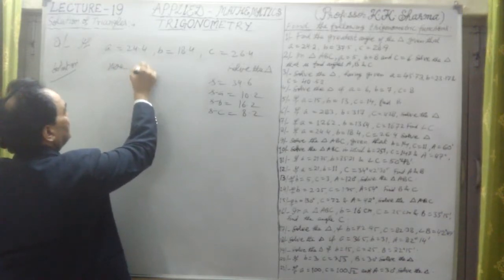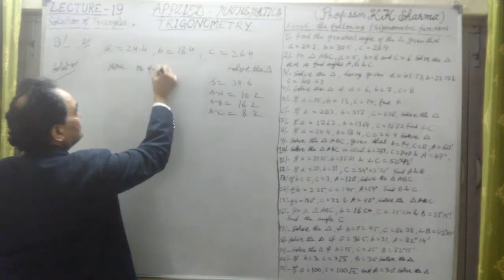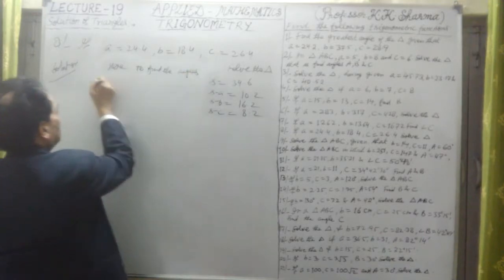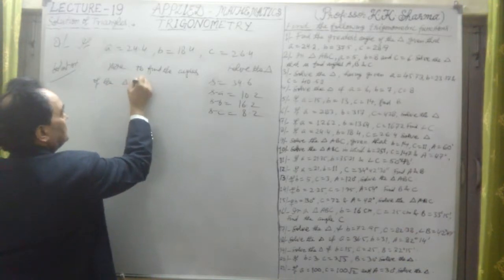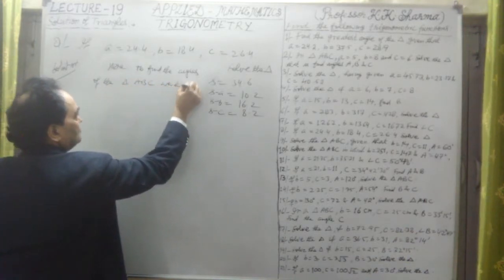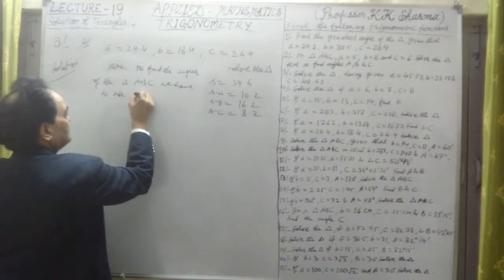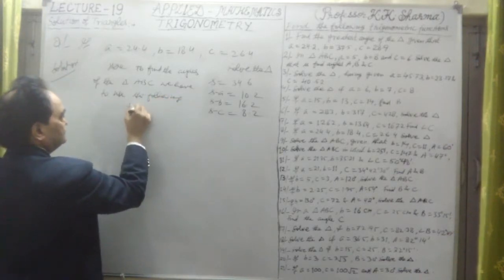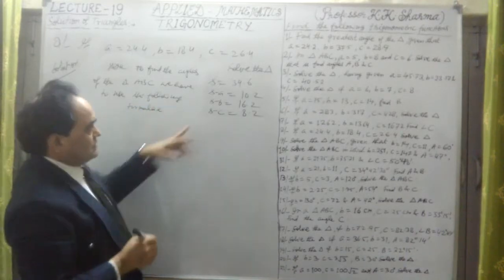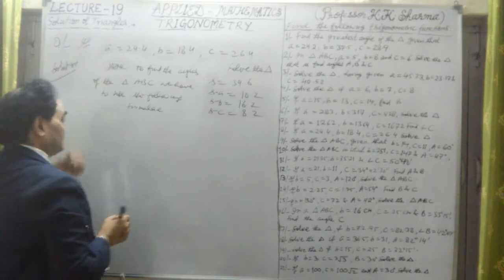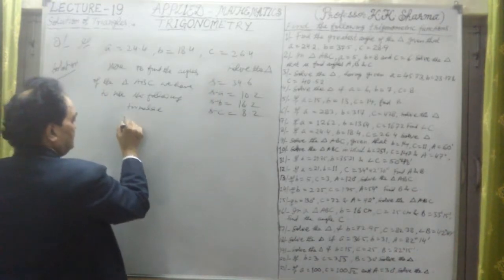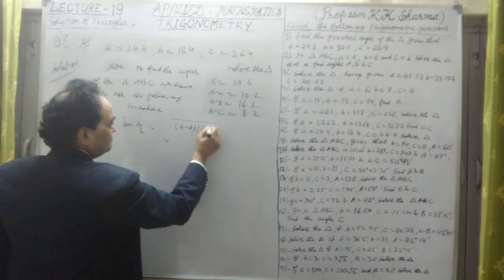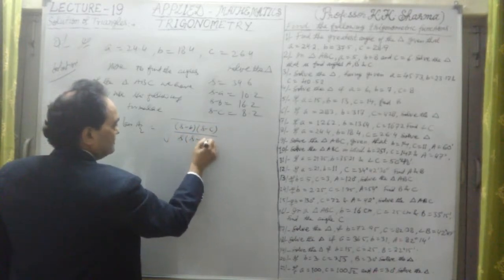So here, to find the angles of the triangle ABC, we have to use the following formula. Why? Because these values we have already calculated: S minus A, S minus B, S minus C, the differences of the sides and the semi-perimeter. So tan A by 2 is given by the square root of S minus B into S minus C divided by S into S minus A.